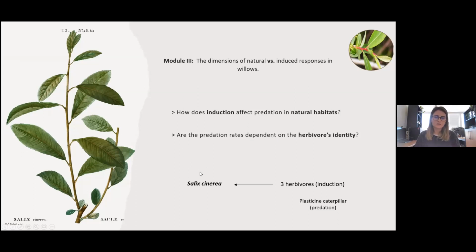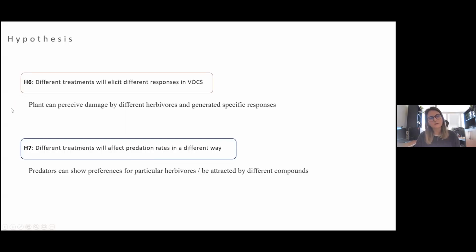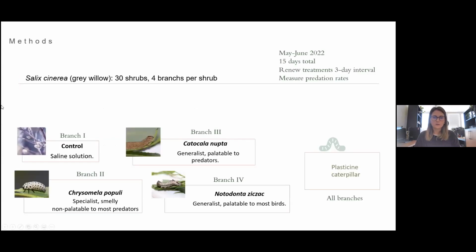For this, we only use Salix cinerea, the gray willow, and 3 herbivore species for induction, and also Plasticine caterpillars for measuring predation rates. So our hypotheses are that different treatments will elicit different responses in VOCs, because plants can perceive damage by different herbivores and generate specific responses. And also that different treatments will affect predation rates in a different way, because the predators can show particular preferences for a given herbivore and be attracted by different compounds emitted by the plant.